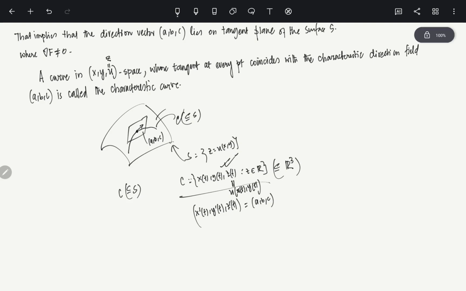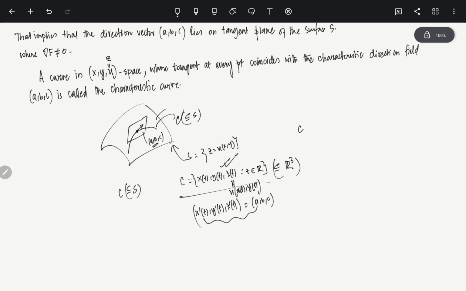So essentially we are going to look at a curve C such that the tangent is given by this ABC. That is okay, because ABC is the vector which lies on the tangent plane. So we can think of a curve which lies on S such that this happens. From here you know what x prime of t, y prime of t, and z prime of t are. Once you get it, you just integrate and you get C.